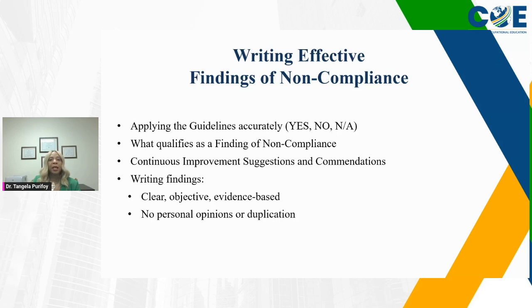A continuous improvement suggestion is defined as a statement written by the team pointing out improvement that may be made in an educational program or in the operation of some part of the institution to promote educational improvement. It is highly encouraged that the institution respond to suggestions. However, it is not required to do so. Please make sure that the finding of noncompliance is written clearly and is evidence-based, and remember, no personal opinions.